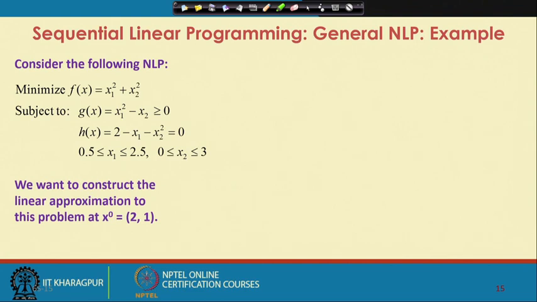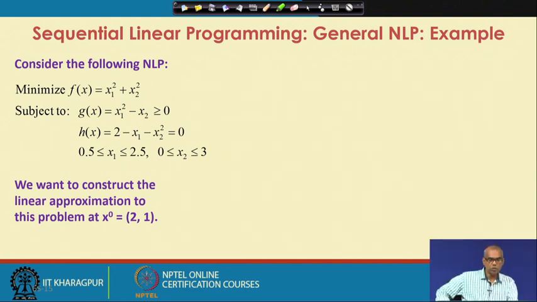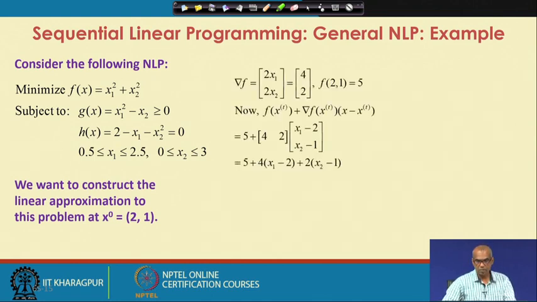So, let us take an example: minimize f x equal to x 1 square plus x 2 square subject to x 1 square minus x 2 greater or equal to 0, 2 minus x 1 minus x 2 square equal to 0, and x 1 has upper bound as 2.5 and lower bound as 0.5. Similarly, x 2 is constrained between 0 and 3. We want to construct the linear approximation to this problem at x 0 equal to 2, 1. So, 2, 1 is the current estimate.